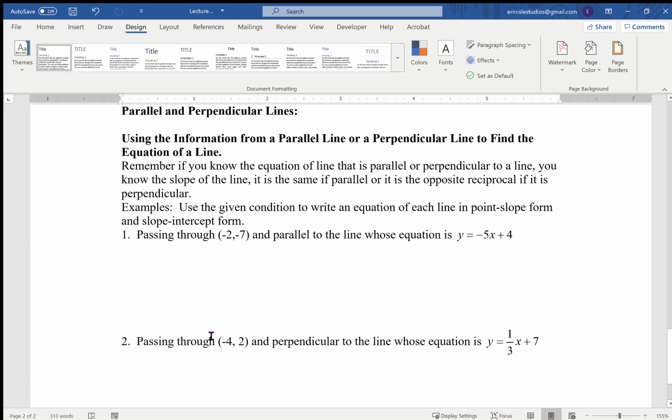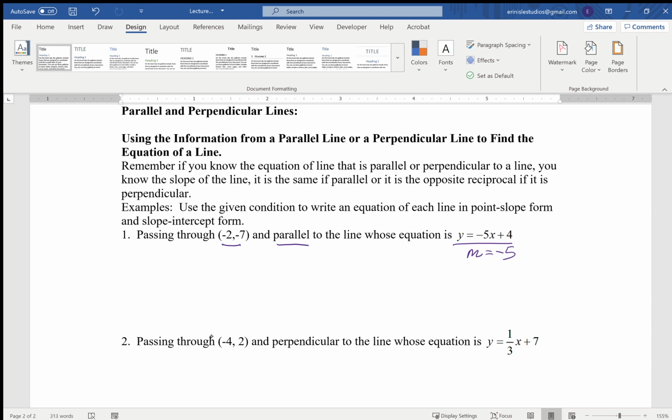Okay, use the information from a parallel line or a perpendicular line to find the equation of a line. All right, remember, if you know the equation of a line that is parallel or perpendicular to a line, you know the slope of the line. Remember, parallel means it's the same slope, and perpendicular means negative reciprocal. All right, so passing through this point and parallel to this line. Parallel means that my new slope is -5.